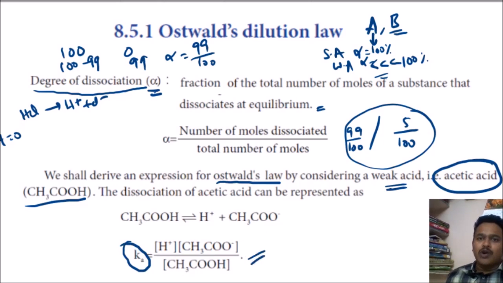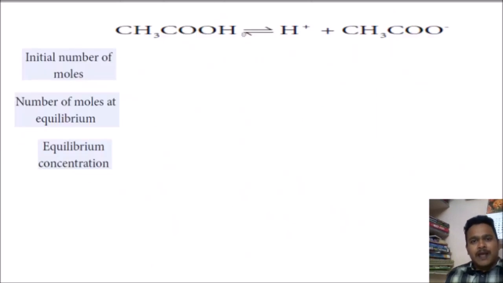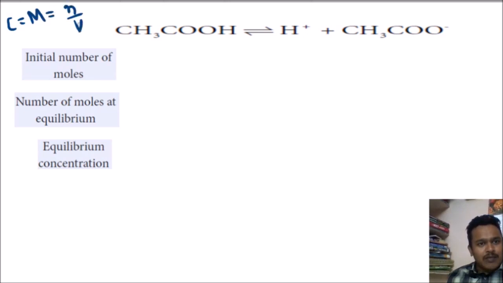Now we are going to derive this law. See here, I am taking that same acid. The initial number of moles I will take as 1 mole. We are going to study concentration in terms of molarity. Molarity means number of moles per volume. Here I will take 1 mole, and the volume I consider as 1 liter.